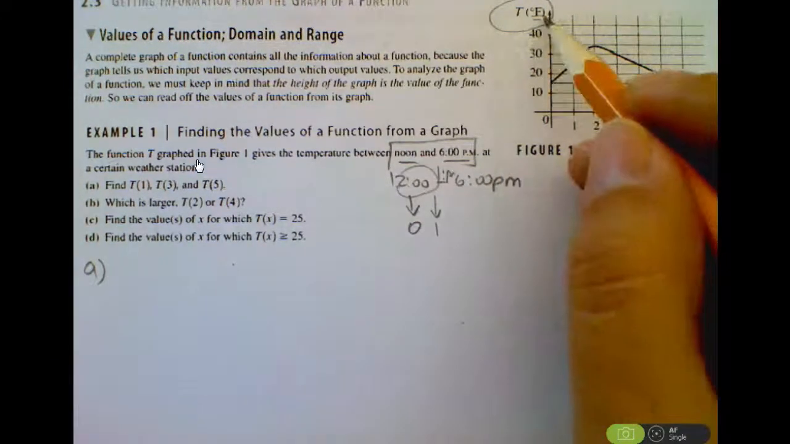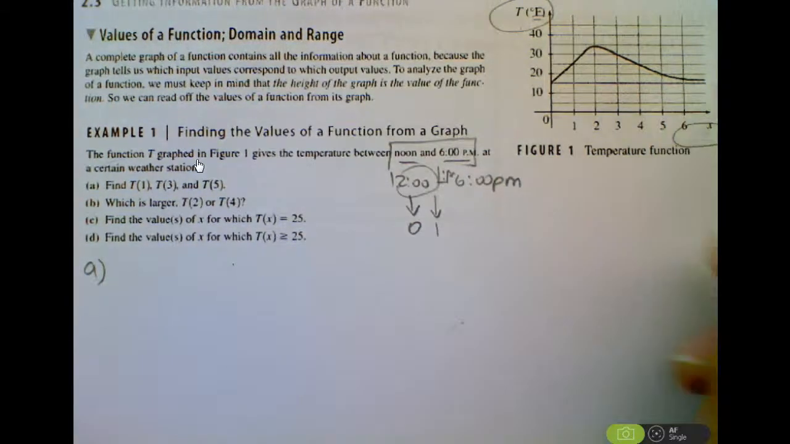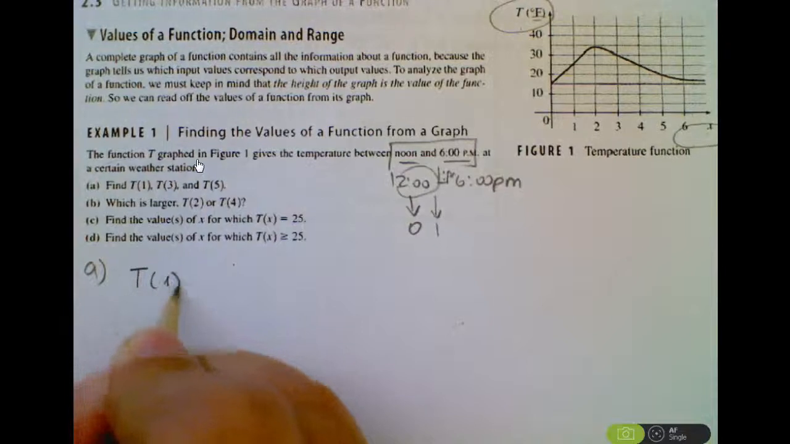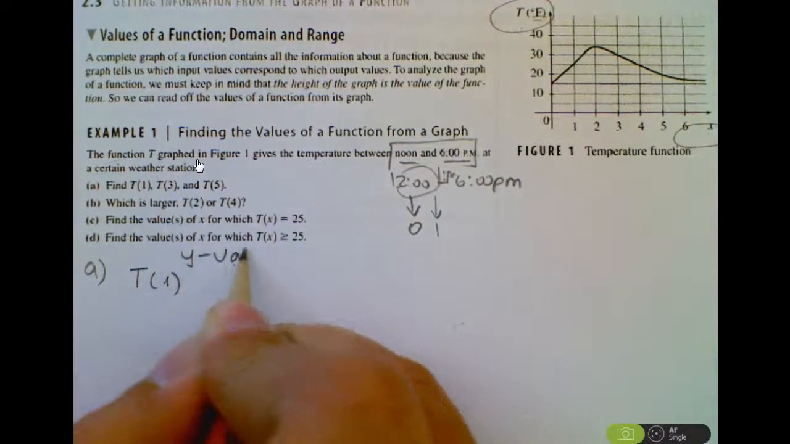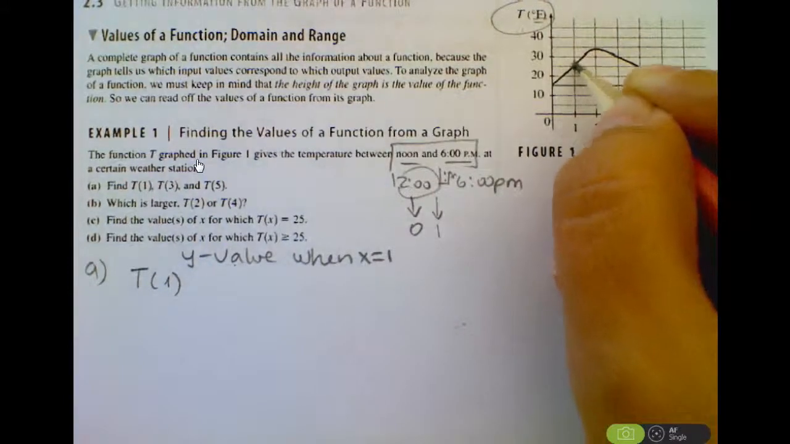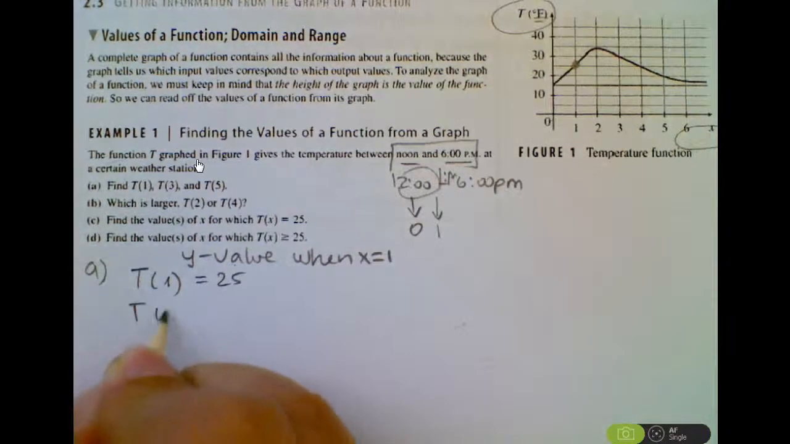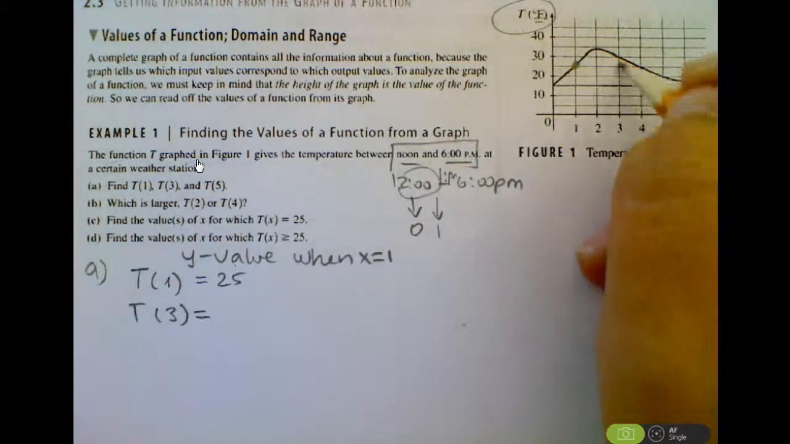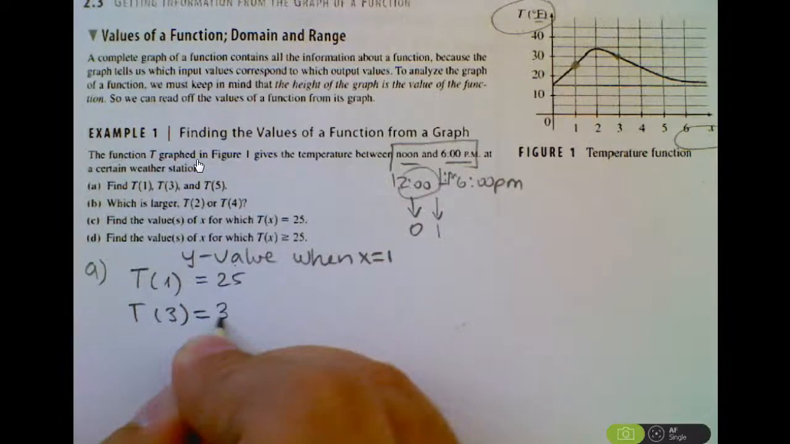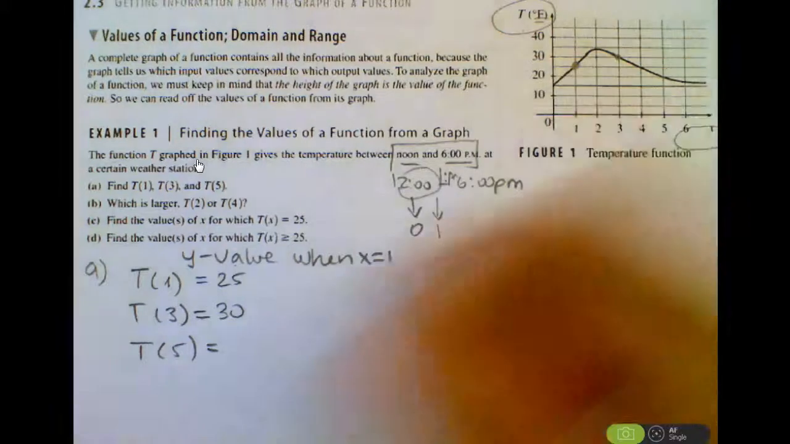Part A says, find T of 1, T of 3, and T of 5. Since T doesn't have a formula, I can't simply evaluate and find that value. I have to use my graph, and I'm going to do my best in approximating. So remember that T of 1 represents the y value when x is 1. When x is 1, this is the point on the graph, so the y value is 25. Then I'm going to do the same thing for T of 3, that is 30, and then T of 5, and that is actually 20.